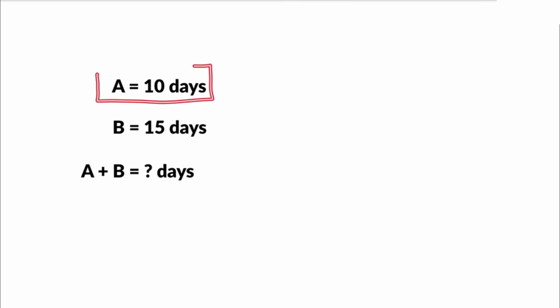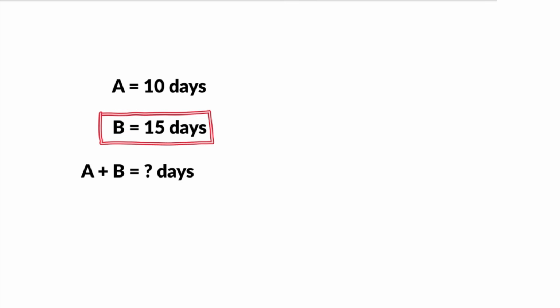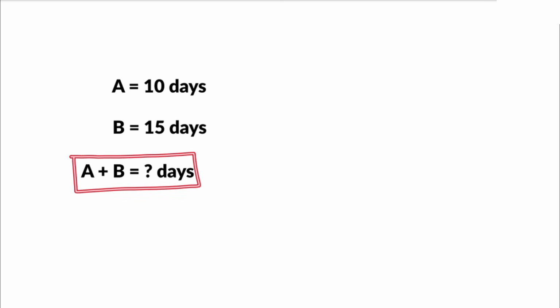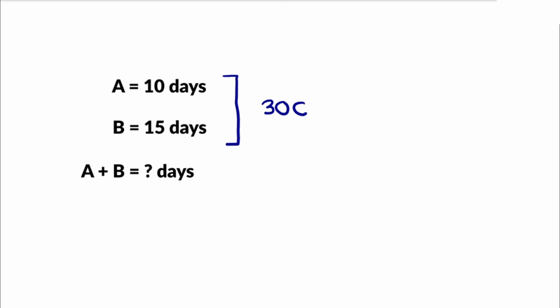Person A can finish a job in 10 days. Person B can finish the same job in 15 days. If they work together, how long will the job take? Most textbooks would immediately write 1/10 plus 1/15, but let's avoid fractions completely. Instead, find the LCM of 10 and 15. That's 30. So let's imagine the entire job consists of exactly 30 chairs.